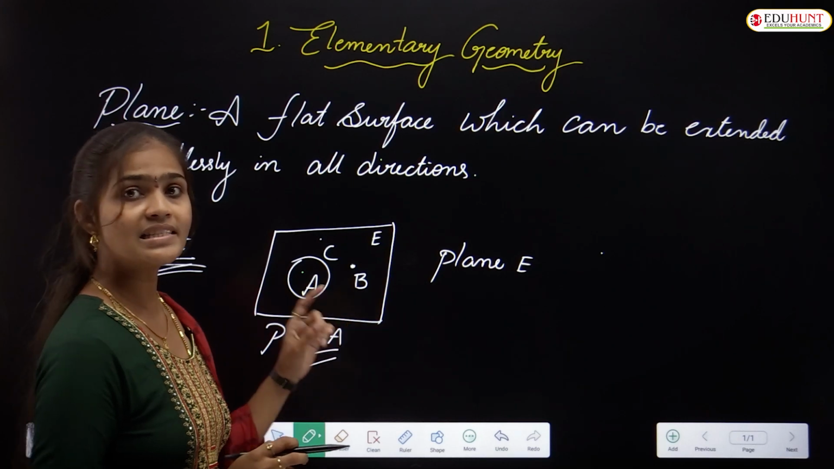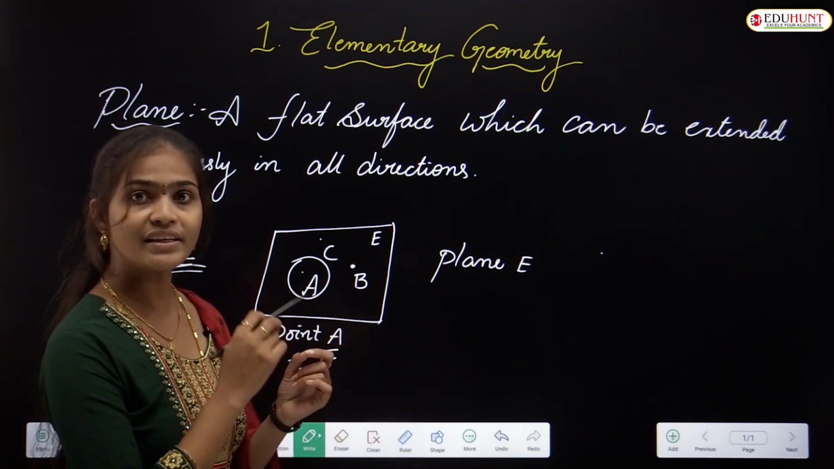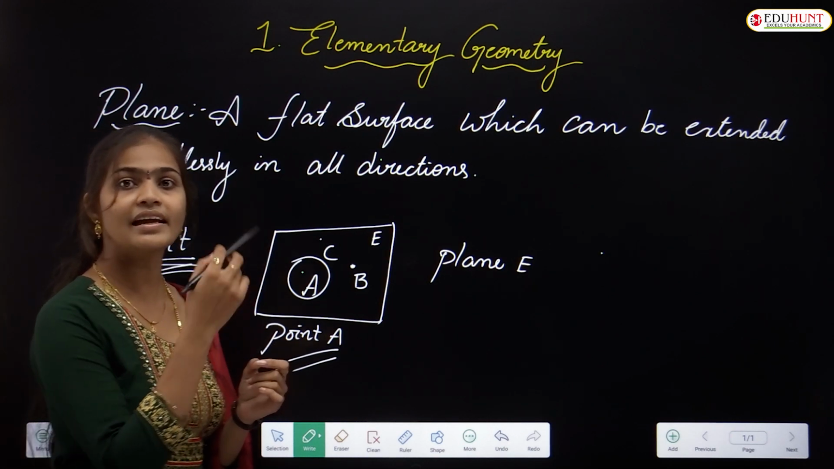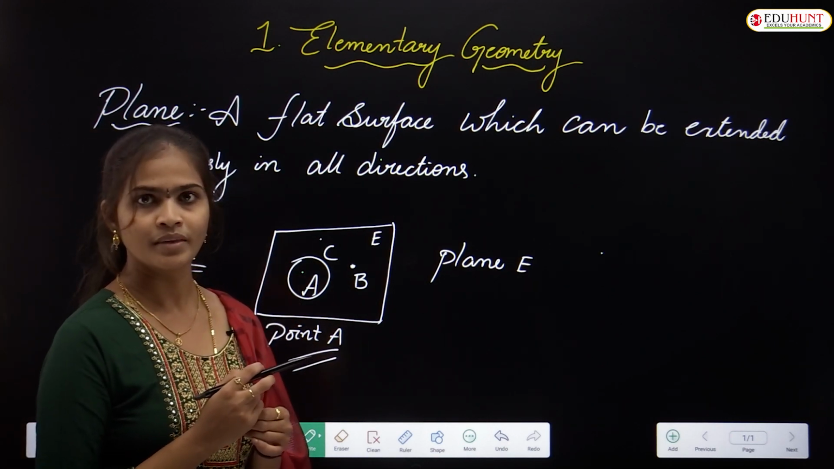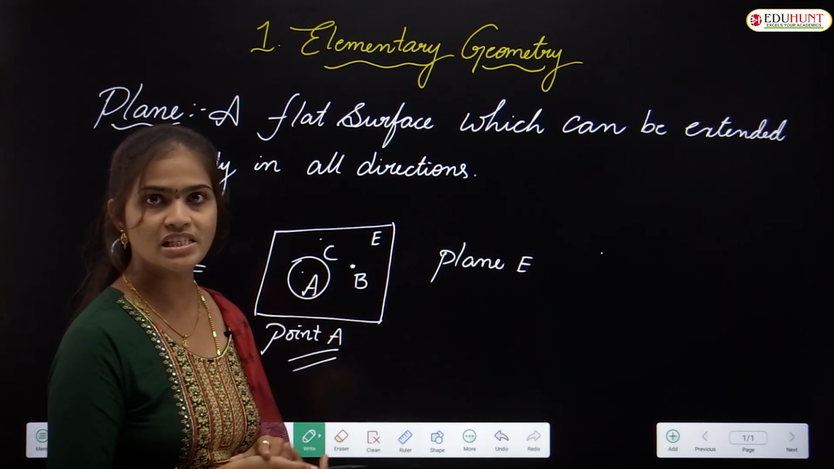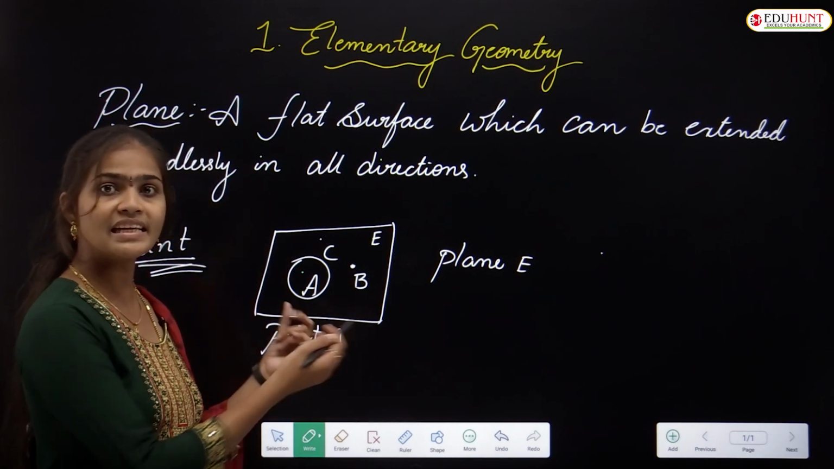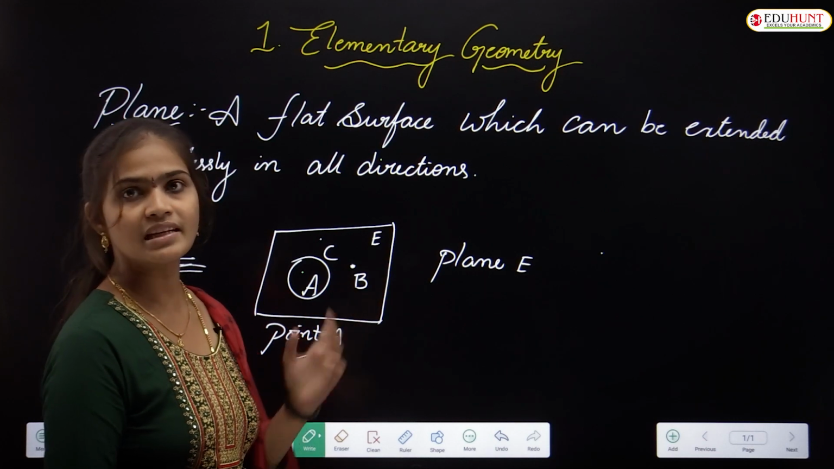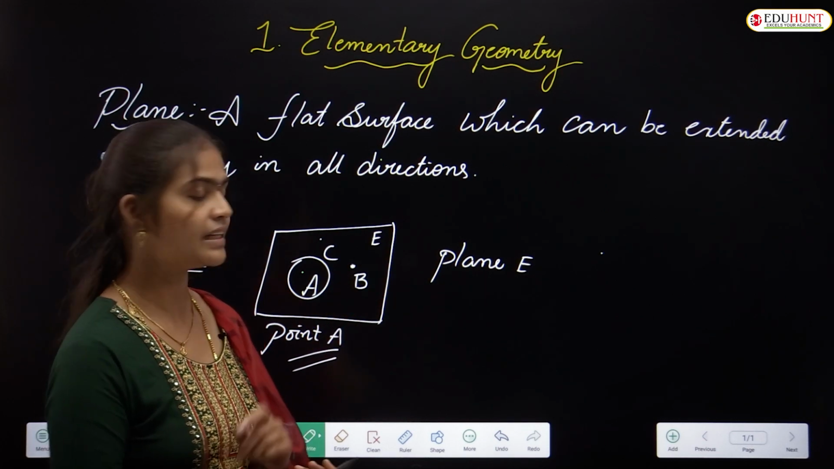And the second one is that a point does not have thickness, nor any length or breadth. Okay, but it shows a position. Here I kept a point, which shows one position. Okay, so these are the properties of a point.